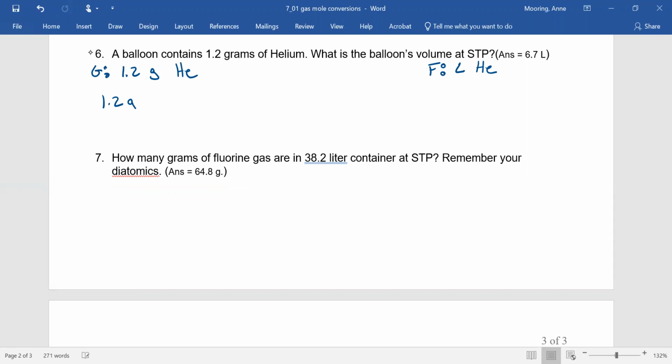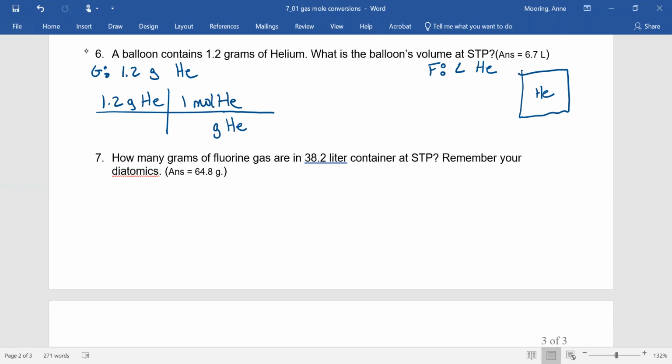So we start with 1.2 grams of helium. We have to do unit cancellation or dimensional analysis. So grams of helium comes down, and we're going to convert that to 1 mole of helium. This means that we need to look at the periodic table. And just in case you didn't have that in front of you, helium is element number 2, so it has 2 protons, and its molar mass is 4.003.